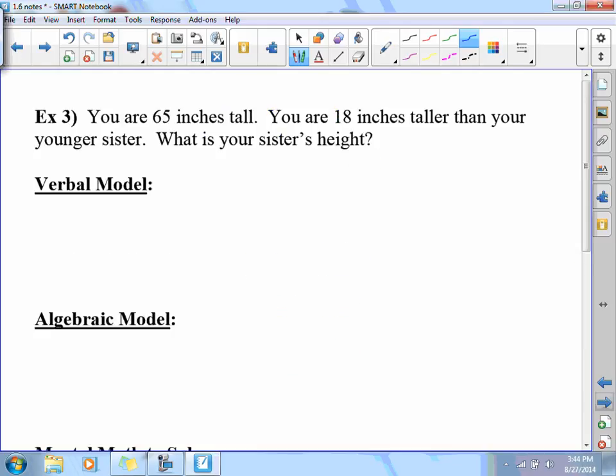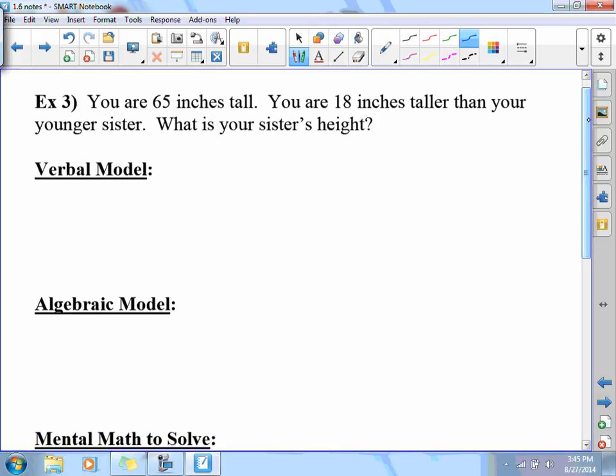Okay, example 3 is comparing your height and your younger sister. Now, you may or may not have a younger sister, but let's pretend. So you are 65 inches tall. And that may or may not be true, but let's just pretend. So visualize that. You are 65 inches tall. You are also 18 inches taller than your younger sister. So that means you're taller than your sister. She's shorter than you. What is your sister's height?